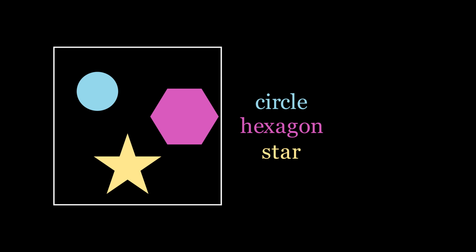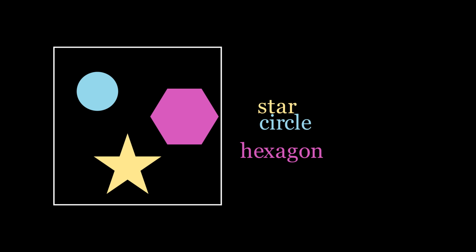What things do you see in this image? Well, there's a circle, a hexagon, and a star. What you've just done is something called set prediction. The answer is a collection of objects, but the order that these objects are in doesn't matter. They can be in any order. This makes the collection of objects a set.